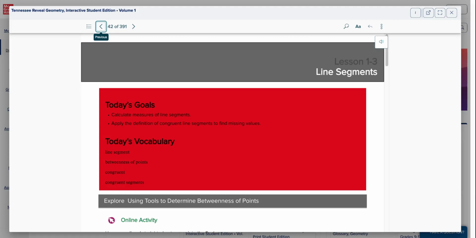All right, you guys, next lesson, 1-3 in our Tennessee Revealed Geometry, line segments. This is an important lesson. You have to realize that things connect to make longer segments and lines. Our vocabulary for today is line segment, betweenness of points, congruent, and congruent segments.